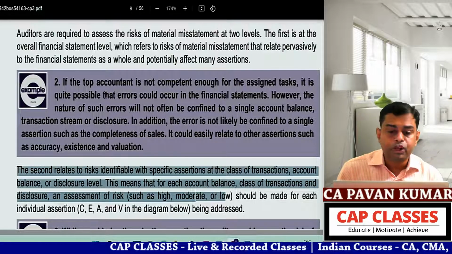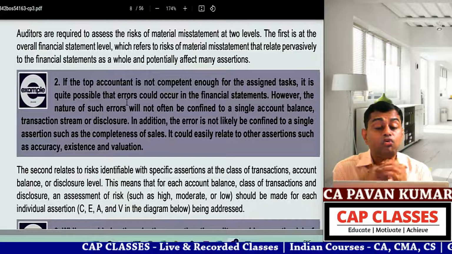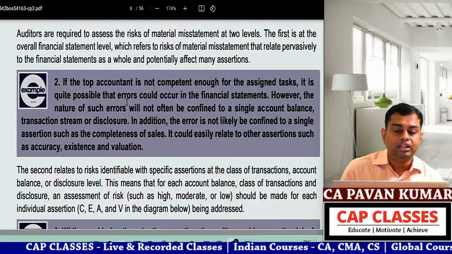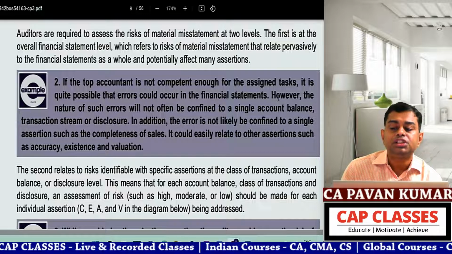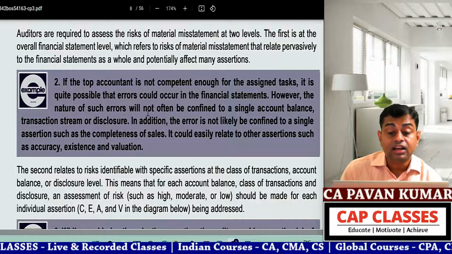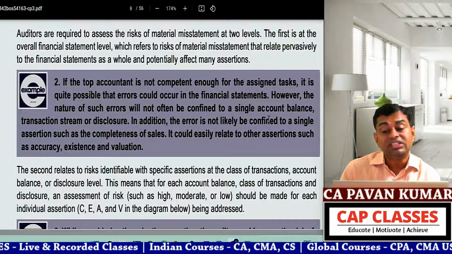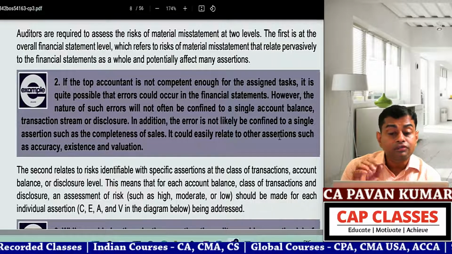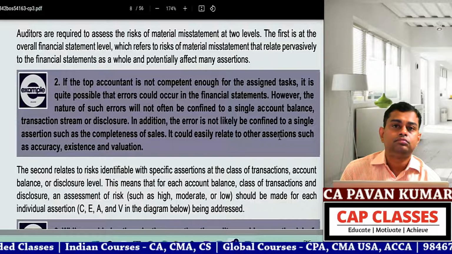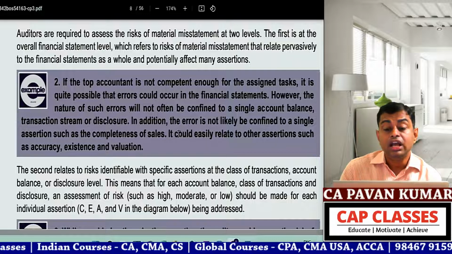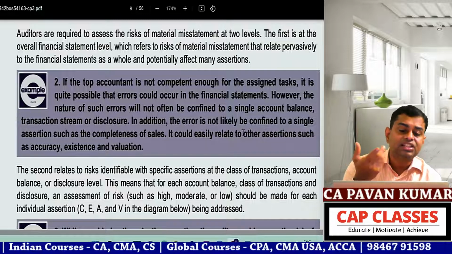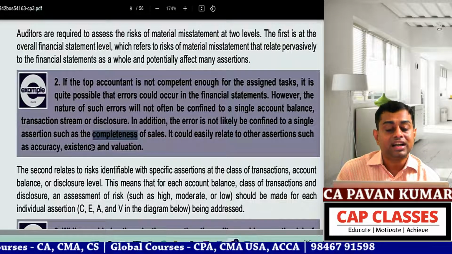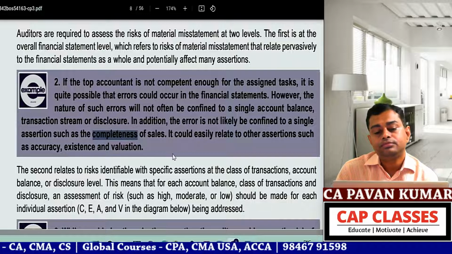Now I told you one example, no? That is this example. If the top accountant is not competent enough for the assigned task, it is quite possible that errors could occur in financial statements. However, the nature of such errors will not often be confined to a single account balance, transaction or disclosure. In addition, the error is not likely to be confined to a single assertion. It could easily relate to many assertions. Not only is completeness affected, accuracy is affected, existence is affected, valuation is affected.